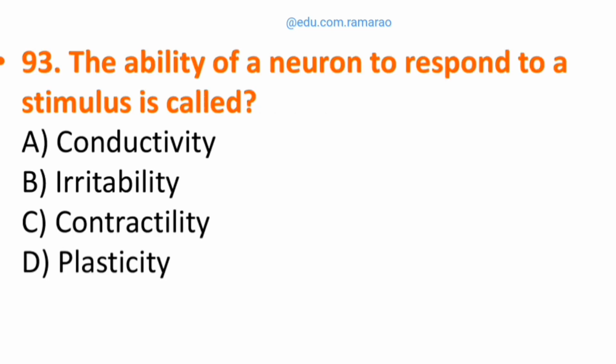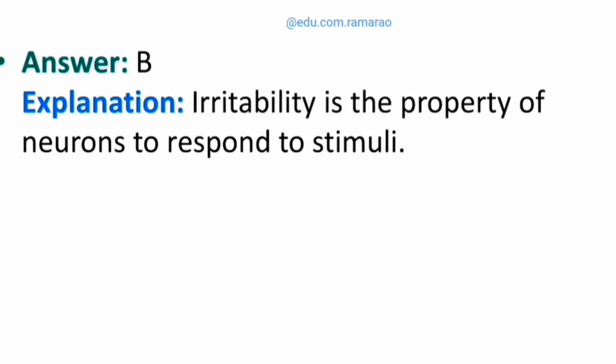The next question. The ability of a neuron to respond to a stimulus is called option A conductivity, option B irritability, option C contractility, option D plasticity. The correct answer is option B. Irritability is the property of neurons to respond to stimulus.